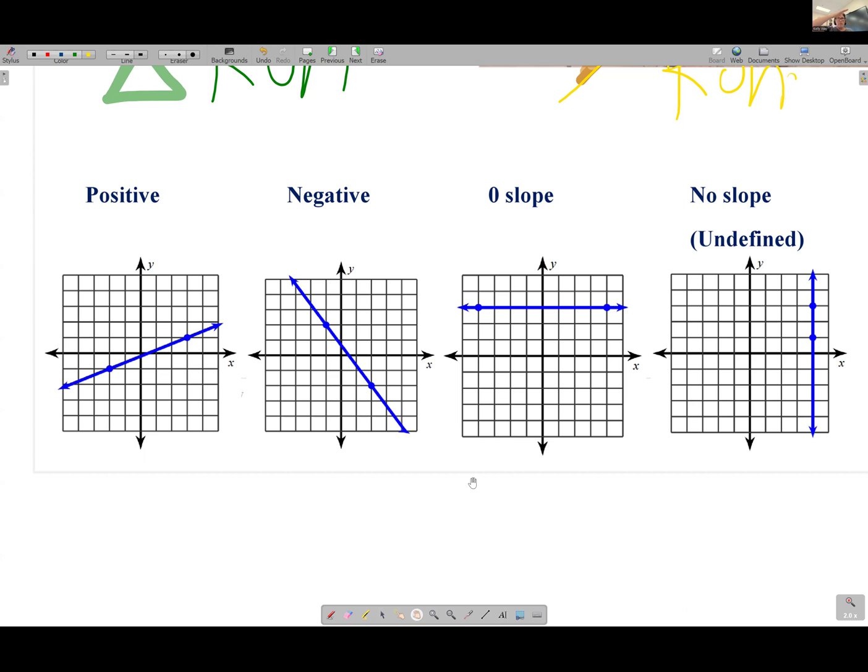Positive, negative, zero slope, undefined. Do it again. Positive, negative, zero slope, undefined. Let me explain. A positive slope, of course, tilts upward from left to right.